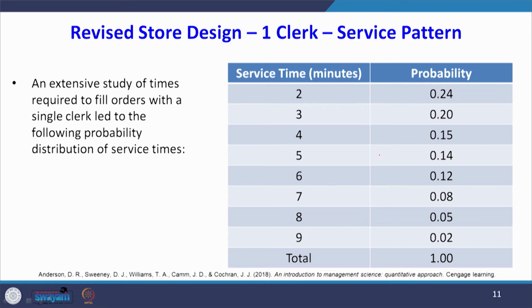So, we have seen the arrival pattern. Now, we will see what the service pattern is. An extensive study of times required to fill orders with a single clerk led to the following probability distribution of service times. Service time may be 2 minutes, 3 minutes, 4 minutes, 5 minutes, 6 minutes, and there is even a possibility of taking 9 minutes with 2% probability. So, this is the revised store design when there is only one clerk.